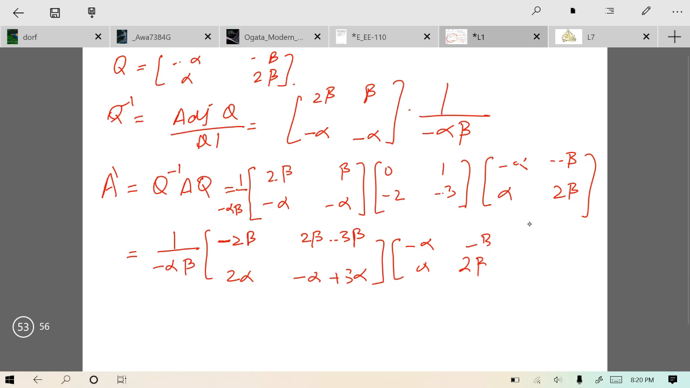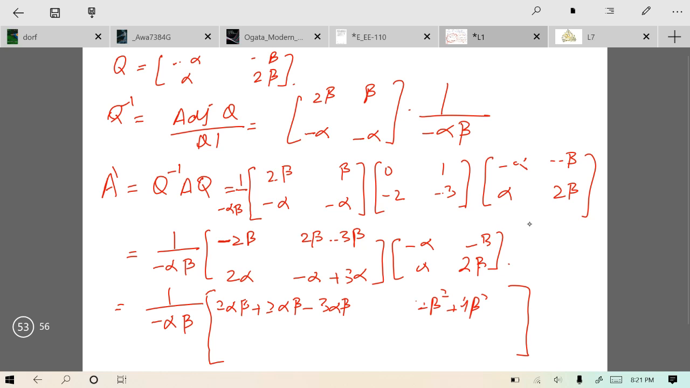Alpha and 2 beta. Then multiplying this with, I have 2 alpha beta plus 2 alpha beta minus 3 alpha beta, and here I have 2 beta square plus 4 beta square minus 6 beta square, and here I have minus 2 alpha square plus 2 alpha square, and here I have minus 2 alpha beta minus 2 alpha beta plus 6 alpha beta.